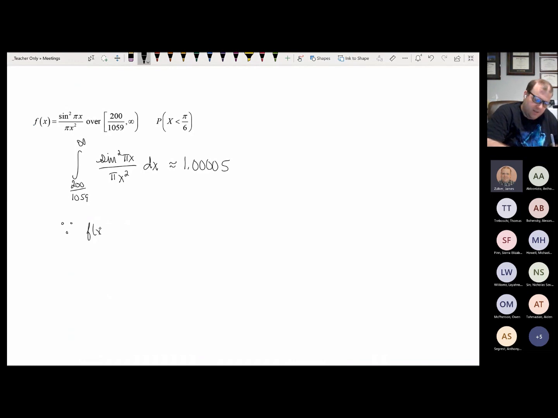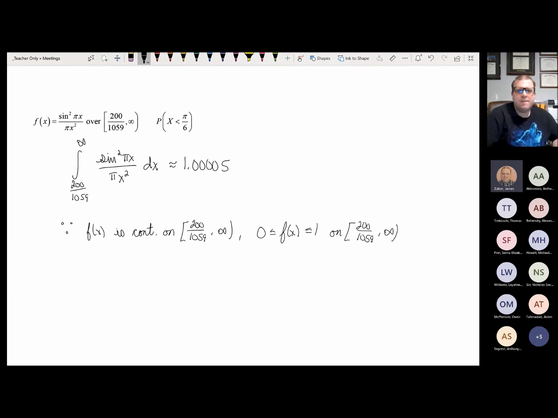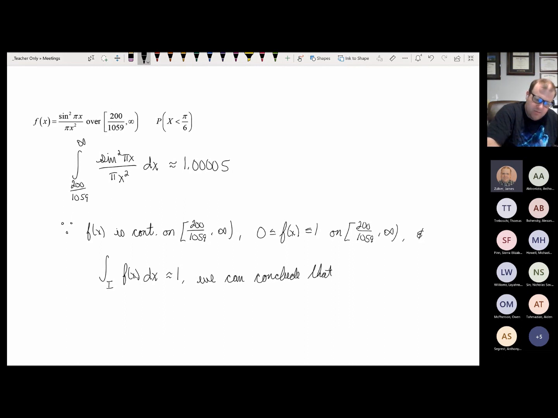Right, so since f of x is continuous on our interval, right, values are going to be between 0 and 1 on the interval. Well, I'm just going to do it this way. I don't feel like rewriting that. And the integral over I of f of x dx is approximately 1. We can conclude that f of x is a probability distribution function.